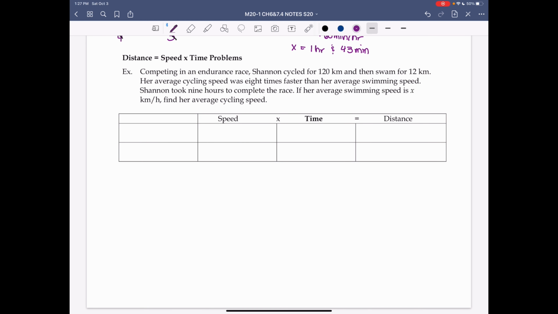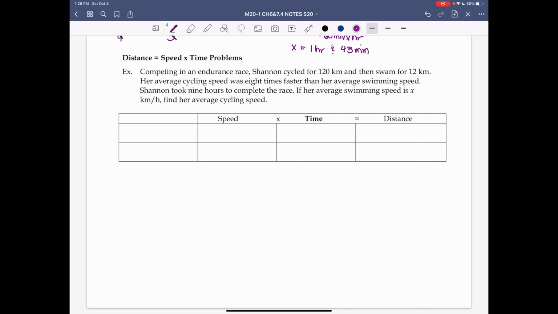The next type of problem is a distance equals speed times time problem. Competing in an endurance race, Shannon cycled for 120 kilometers and then swam for 12 kilometers. Her average cycling speed was 8 times faster than her average swimming speed. Shannon took 9 hours to complete the race. If her average swimming speed is x kilometers per hour, find her average cycling speed.